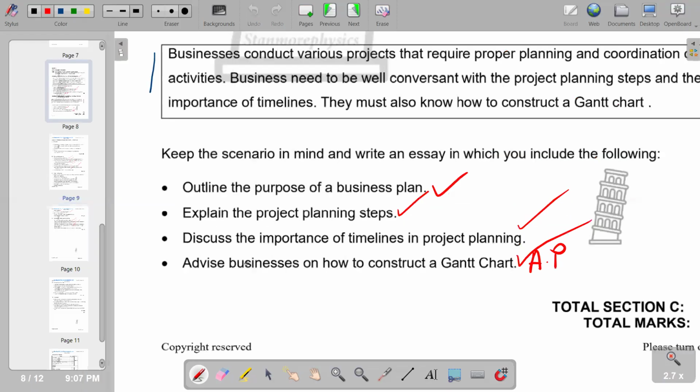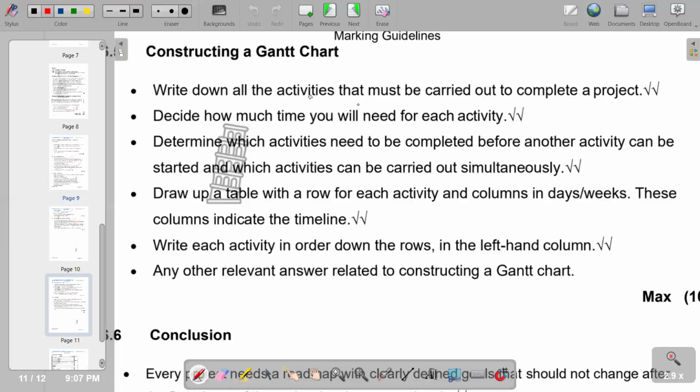Then on the additional part, you have to advise businesses on how to construct a Gantt chart. Remember, a Gantt chart illustrates a project schedule. So it is used in project management. So in terms of advising businesses on how to construct a Gantt chart, we also have those points as articulated in our other section. So you have to write down all the activities that must be carried out to complete a project and decide how much time you need for each activity. Determine which activities need to be completed before another activity can be started and which activities can be carried out simultaneously. So these are the points that we have.